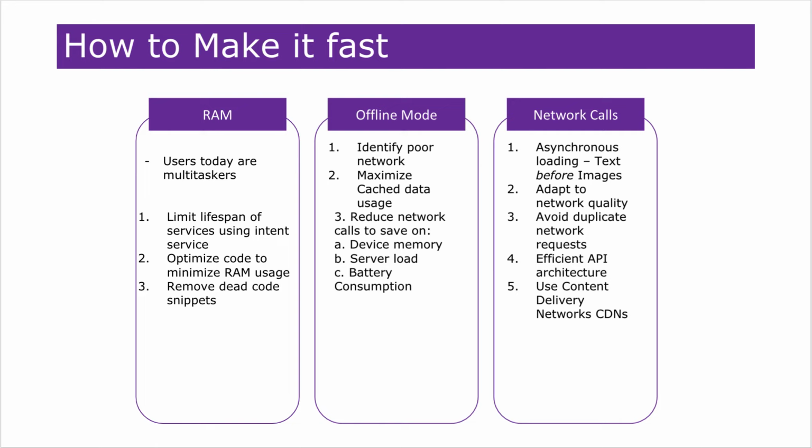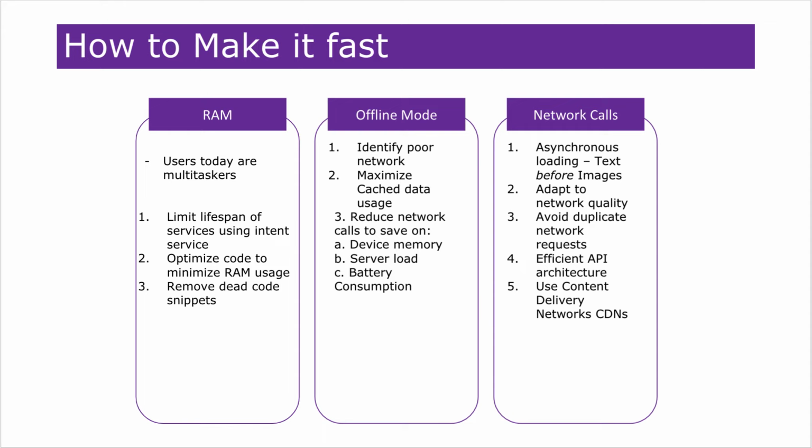And once you do that, so if you have poor network, you have identified that, you have used caching, now it is very important you cut down on your external calls. So don't make unnecessary network calls when you realize that the network is poor. Try to cut down on the services, and that would help reduce your usage of the RAM, reduce usage on the server, as well as reduce the battery consumption.